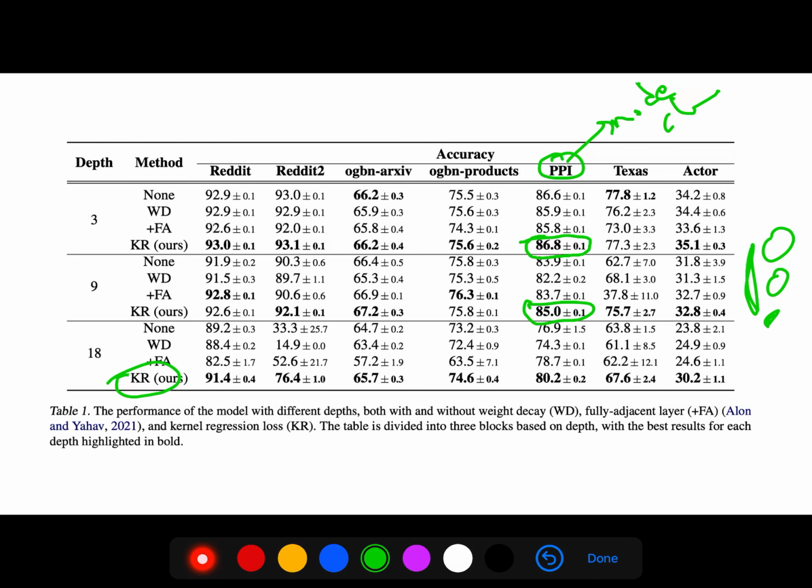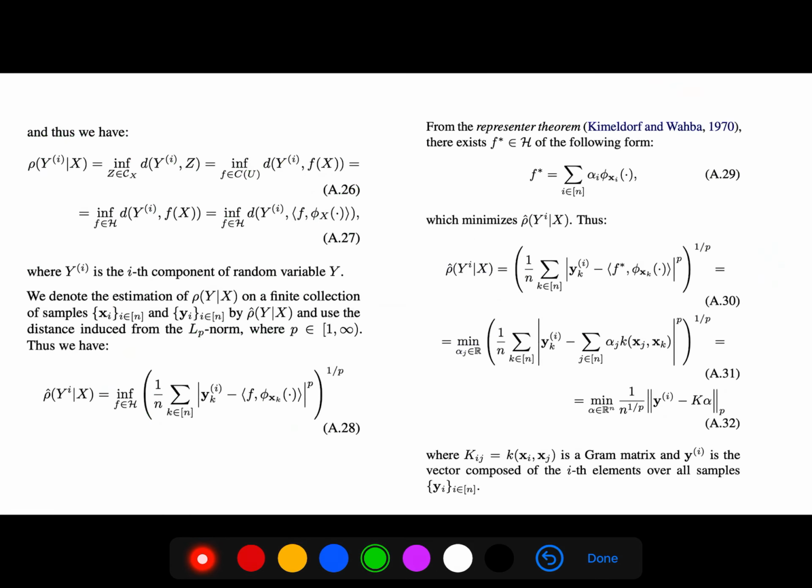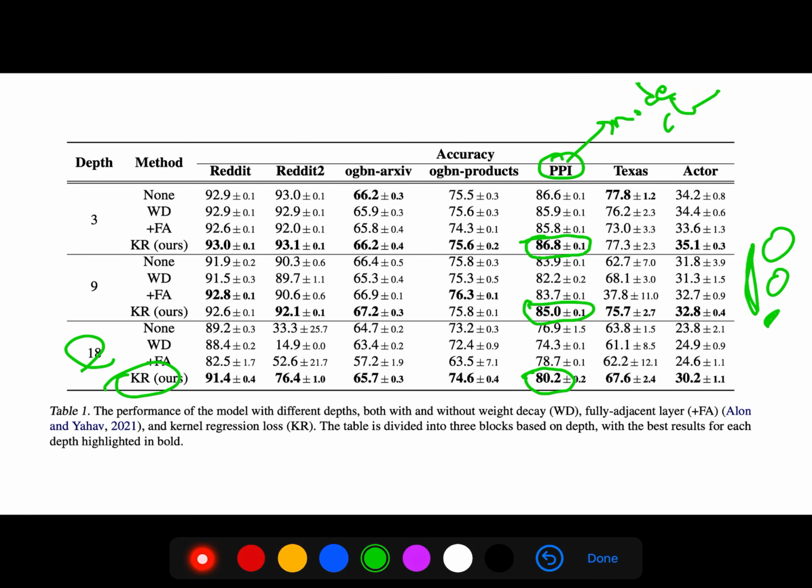So the kernel regression achieves 80% for the protein-protein interaction, at a depth of 18 layers. Do you know you need 18 layers? Let's think about it. There are 18 layers and they don't have any pooling layer. I think they should use pooling, hierarchical pooling, because the computational complexity would be reduced significantly.